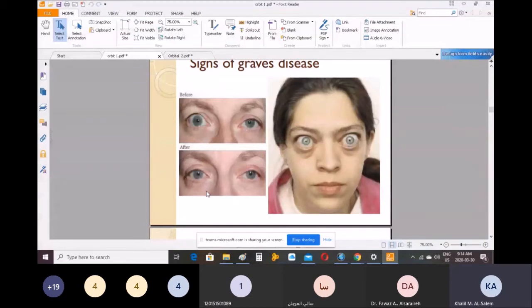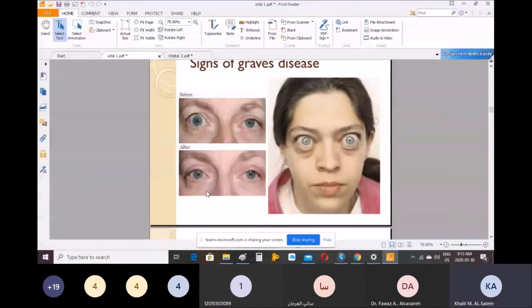Now, if the question asks what is the most common rectus muscle affected in Graves' disease, the answer will be inferior rectus, because it is the fleshiest muscle. And then comes the medial rectus, and then the superior, and the least affected is the lateral rectus, because it is the least fleshy and the most tendinous. So the more sarcomeres you have, the more the muscle is affected.